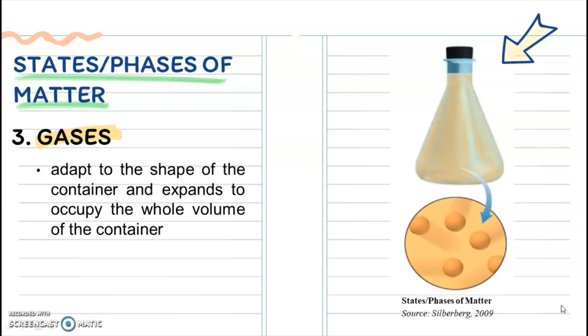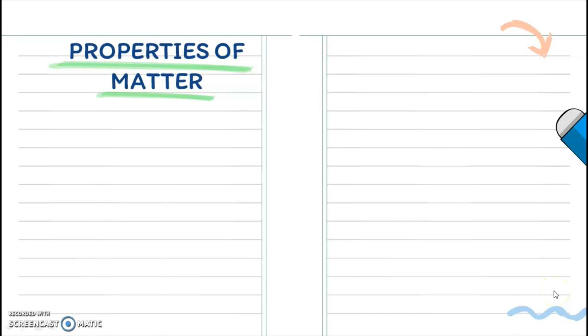So, for example, we have a gas and tinransfer natin siya sa container. Mapapansin natin na si gas, nasakop niya yung buong container and nagaya niya yung shape. Paano niya nagagawa yon? So, when we look at the molecules of gases, mapapansin natin that they are very far apart from each other. Kaya yung forces of attraction na humihila dun sa mga molecules together is very low. Next, we will proceed with the properties of matter.